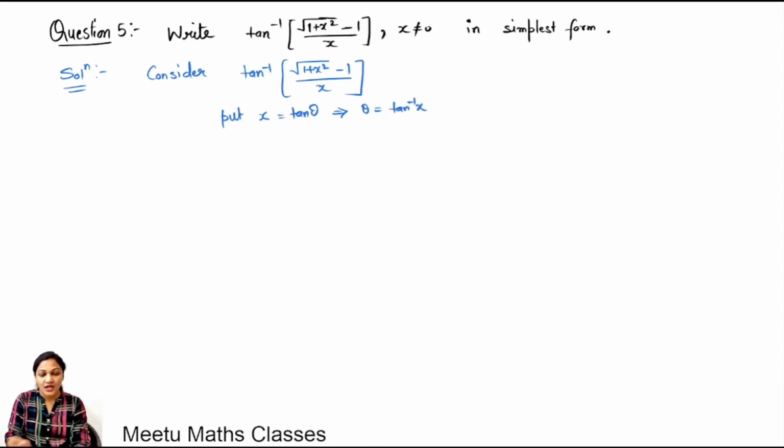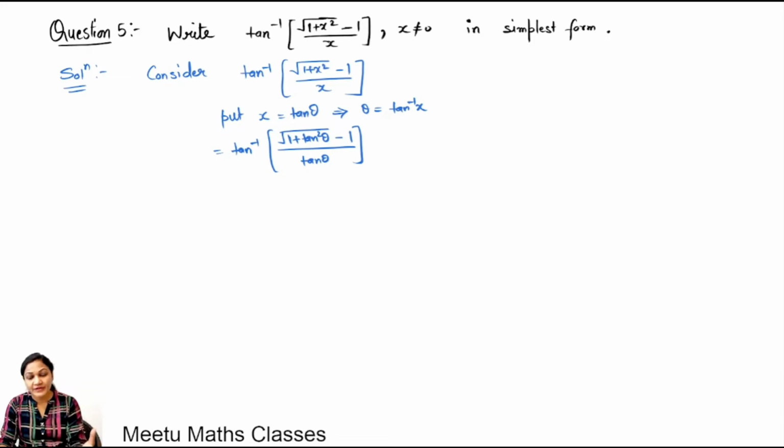Now your function will become tan inverse of square root 1 plus tan square theta minus 1 upon tan theta. Now square root 1 plus tan square theta is equivalent to square root of sec square theta, which will be equals to sec theta. So your function will become tan inverse of sec theta minus 1 upon tan theta.